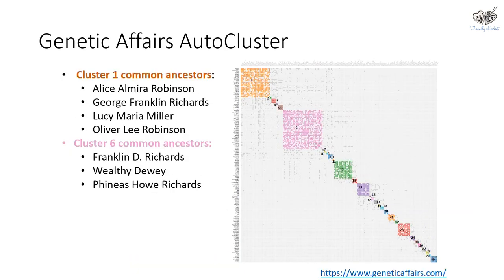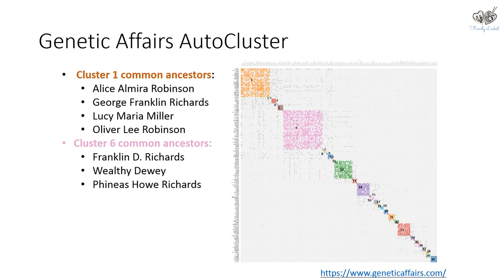In this example, the common ancestors of Cluster 1 were Alice Elmira Robinson and her husband George Franklin Richards. Also, Alice's parents, Lucy Maria Miller and Oliver Lee Robinson. So you can see that all of those people within that cluster probably descended from those two ancestral couples. The common ancestors of Cluster 6 were Franklin D. Richards and his parents, Wealthy Dewey and Phineas Howe Richards.